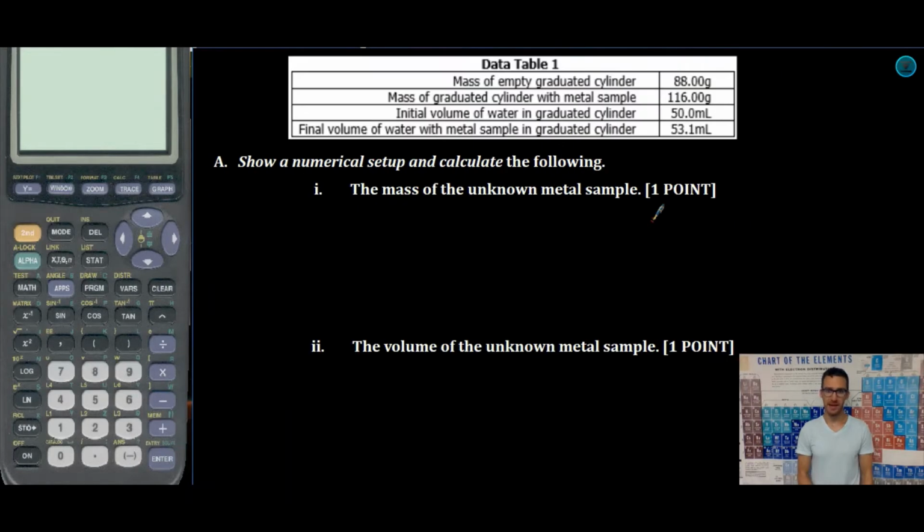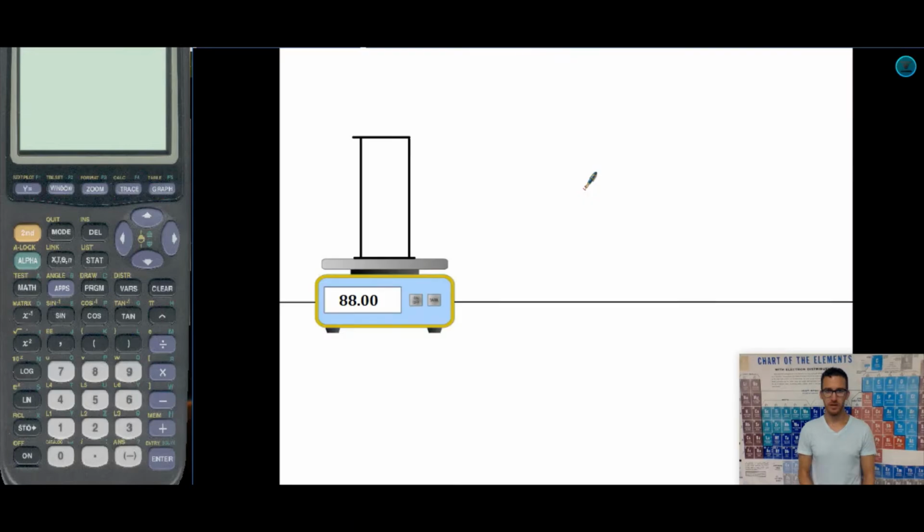Part A. Show a numerical setup and calculate the following. Subpart I. The mass of the unknown metal sample. As you think about the procedural steps, think about what we also do in lab. We first determine the mass of an empty graduated cylinder and determine its mass to be 88.00 grams. Then we place the metal sample in that graduated cylinder and determine the total mass of the graduated cylinder and the sample, and determine that mass to be 116.00 grams.